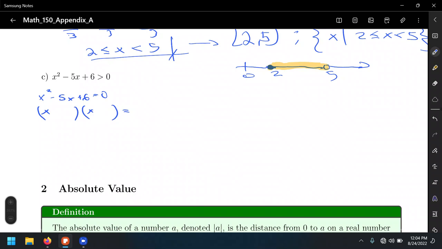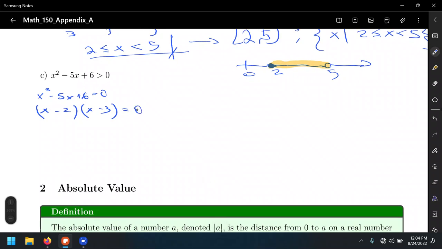Put the x's for each factor, and we're going to look for factors of 6 that add up to negative 5, and those numbers are negative 2 and negative 3, because negative 2 times negative 3 is positive 6, but we want to make sure that the sum of those two numbers is negative, so hence we get the negatives for both. Right? That equals 0. From the zero product property, we get that x equals 2, and x equals 3.